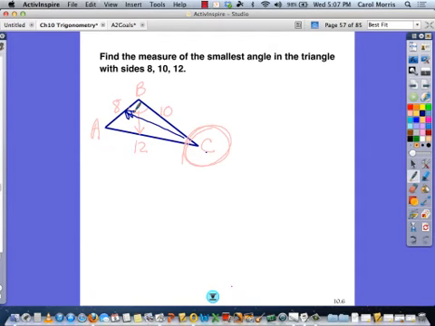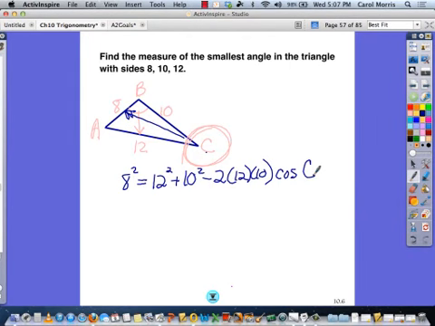So we're going to start off our equation with 8 squared has to equal the 12 squared plus the 10 squared minus 2 times 12 times 10 times the cosine of our angle C, which we don't know right now. So we will be solving for C. But obviously look at this one. It's not going to be as easy because all the numbers, ooh, there's our variable. That's what's missing. That's going to be a problem.